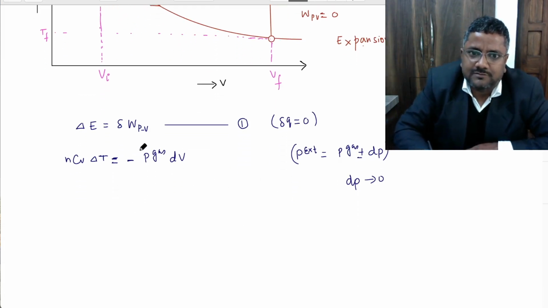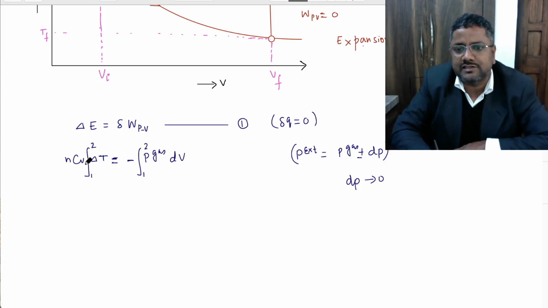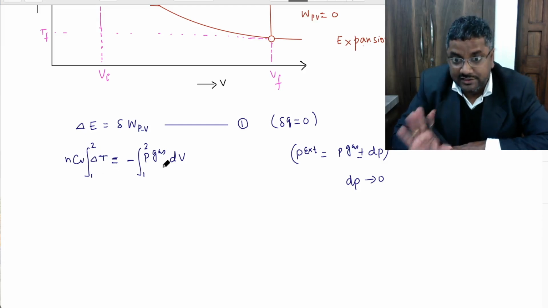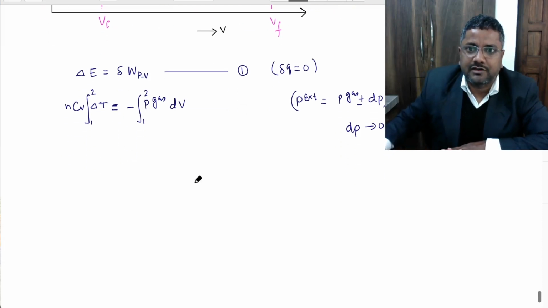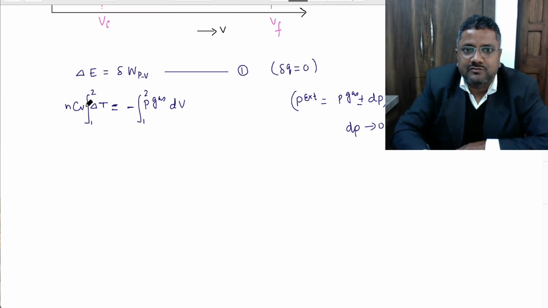Now see, very easily we can calculate. Apply your formula, 1 to 2, initial to final state. We are assuming that this C_V is independent of changing temperature. Although, this is not the truth, but we are assuming that C_V is independent of temperature.